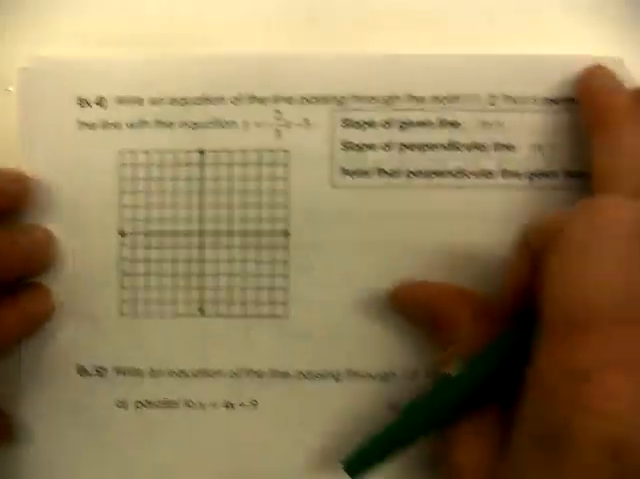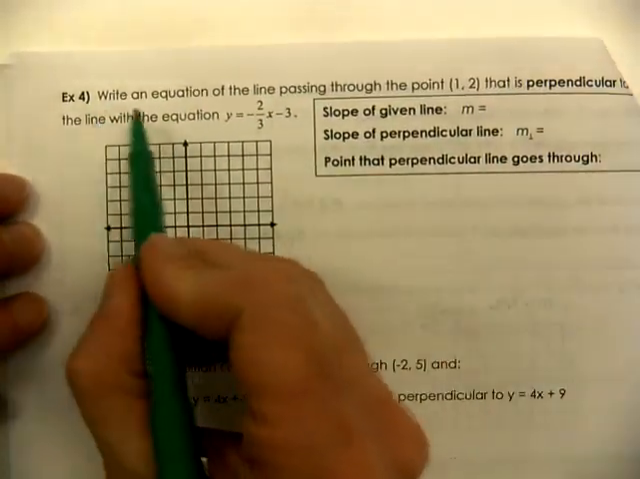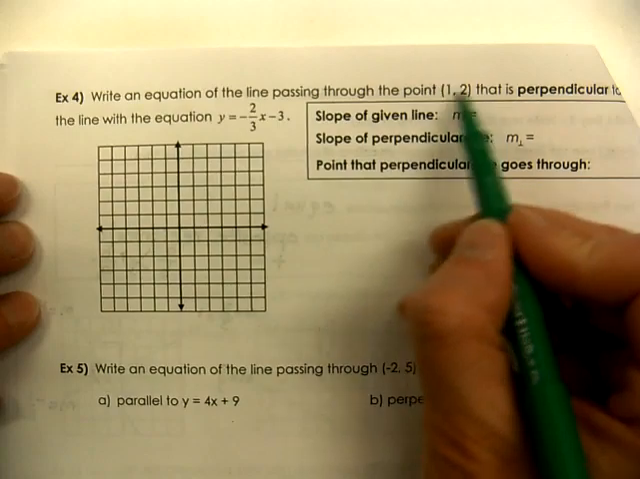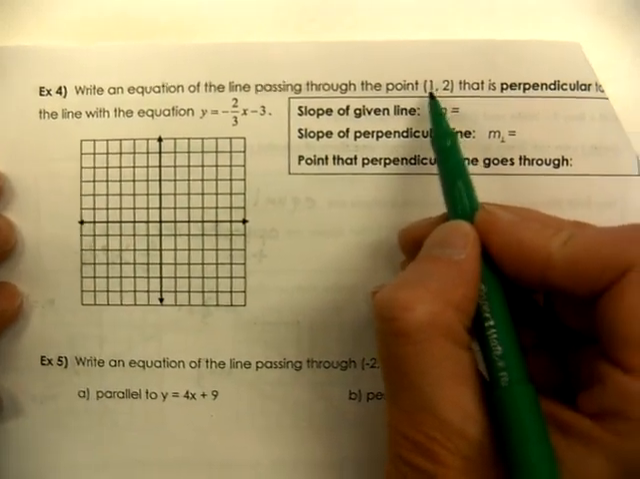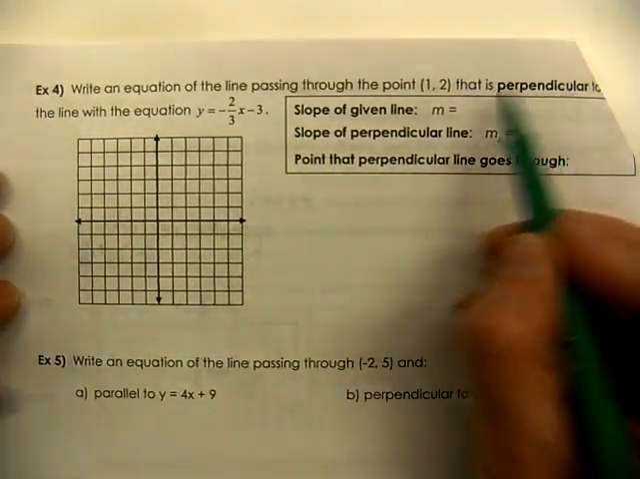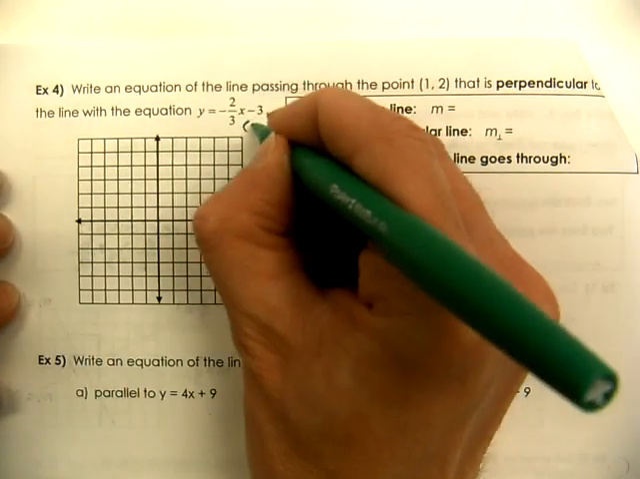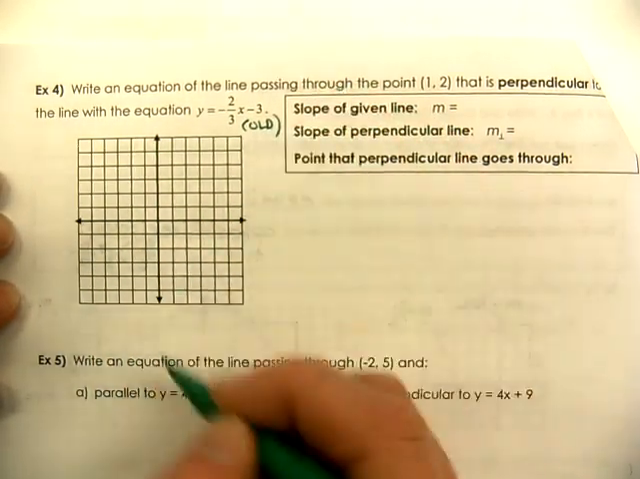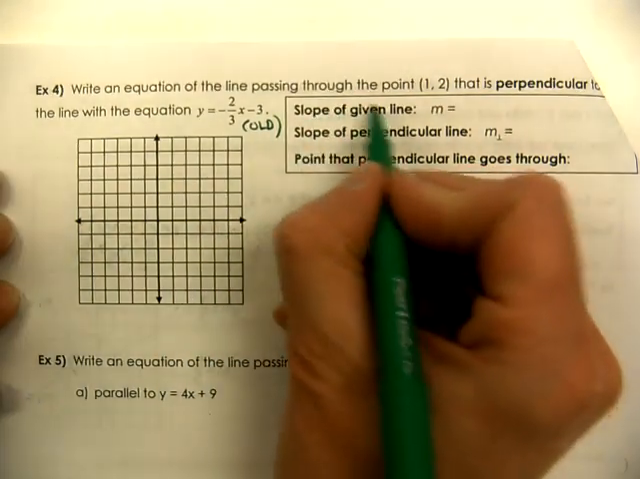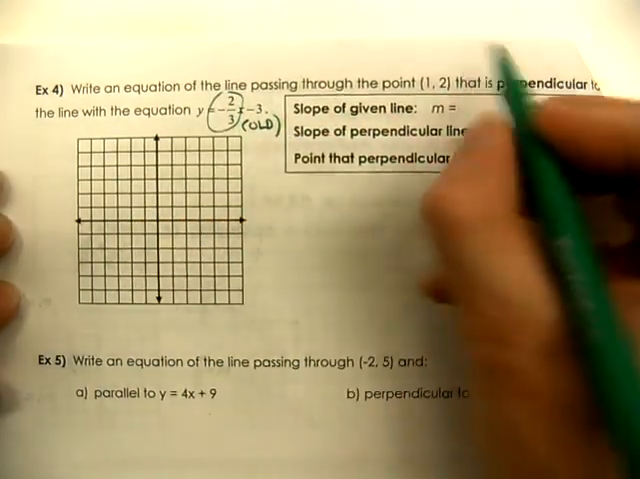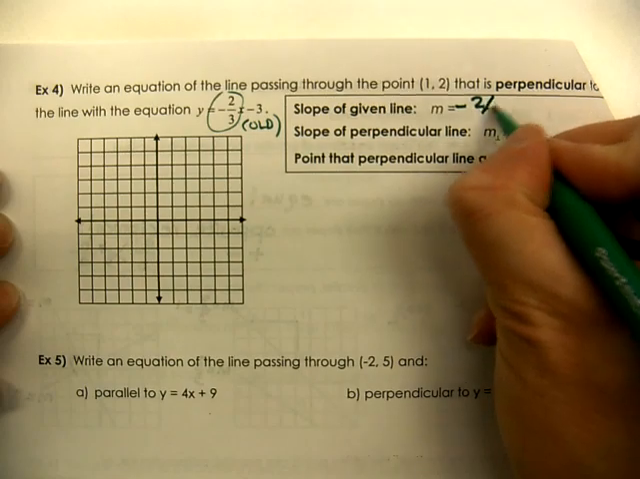So here's example 4, where we're going to write the equation of a line passing through this point, 1, 2. But this time our line has to be perpendicular to the given line. So there's the old line. But I want to write a new line. My old line has a slope of -2/3.